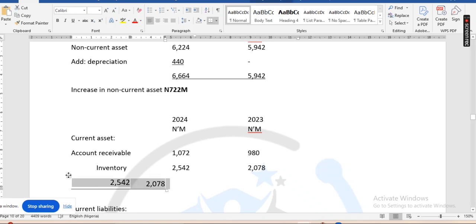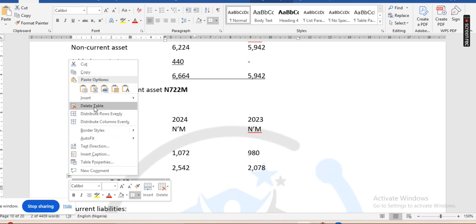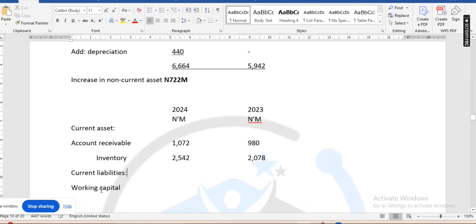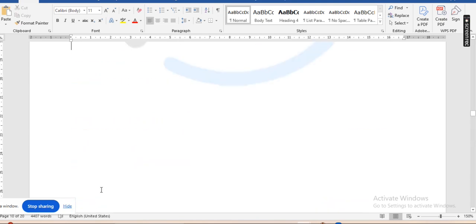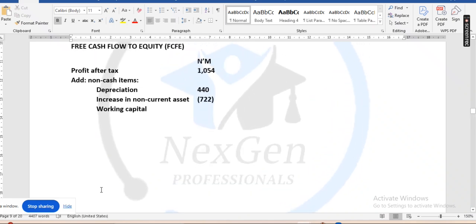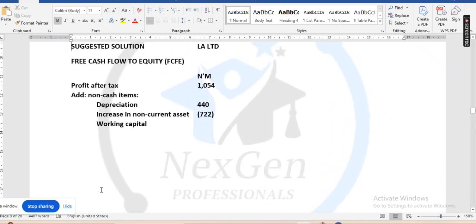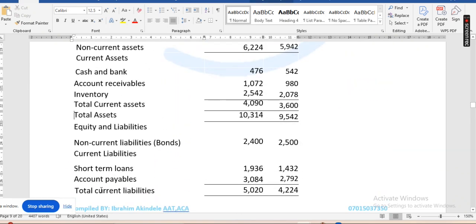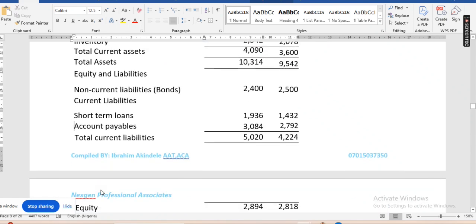So the next is to bring in our current liability, right? To bring in our current liability, we need to check. Don't forget, our current liability excludes the short term, anything that has to do with overdraft, right? Overdraft, right? So now let's go back to current liability. Where is current liability? Okay, short-term loans. Don't forget that it excludes short-term loans.